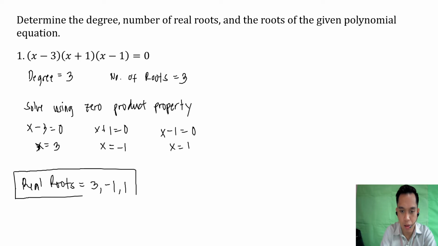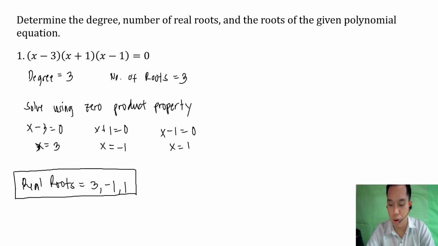Sa equation na tayo ngayon, equation na ito, kasi meron na tayong equal to 0 sa ating polynomial. So, that is a polynomial equation. Kung walang equal to 0, or walang equal na symbol, yan ay polynomial expression. Pero since meron nang equal symbol, yan ay polynomial equation. Okay, so is there any question sa ating number 1?